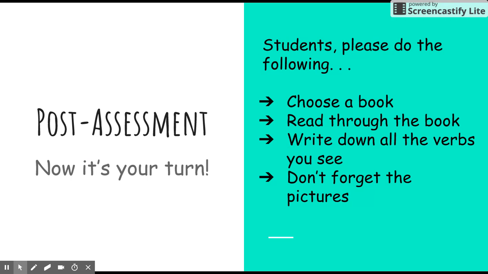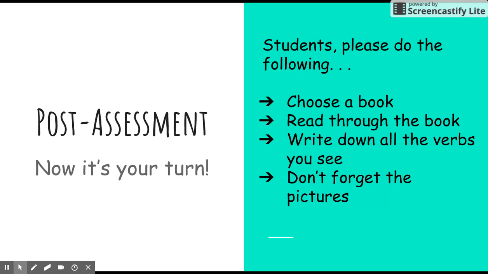All right, now it's your turn, students. Please go back to your seats. Pick out one of your books that you're reading for homework. I need you to read about 5 pages of your book. And then throughout those 5 pages, I would like you guys to write down all the verbs that you see. And don't forget the pictures.